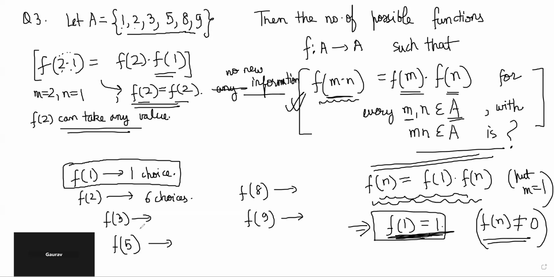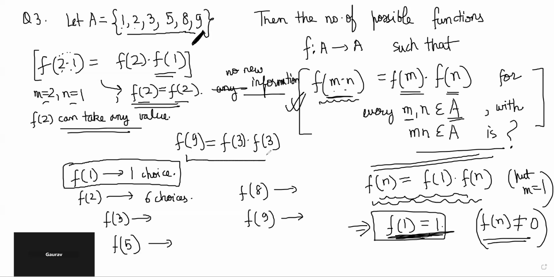Now we have to think of f of 3. 3 can also be made with 1 and 3, but from there you will get f of 3 is equal to f of 3. So it seems like there are no restrictions on f of 3, but there is one more thing you have to look at. For example, there is the element 9 here. You can take m as 3 and n as 3 and you'll get f of 9 is equal to f of 3 into f of 3, right?